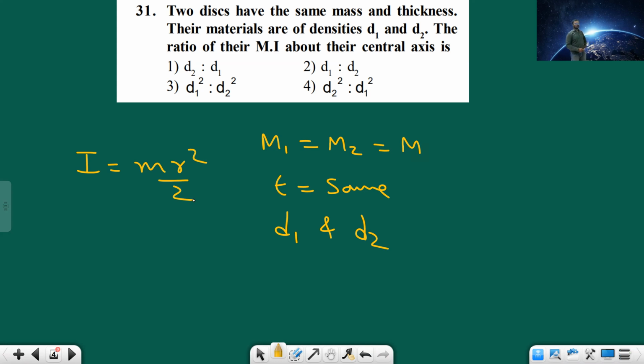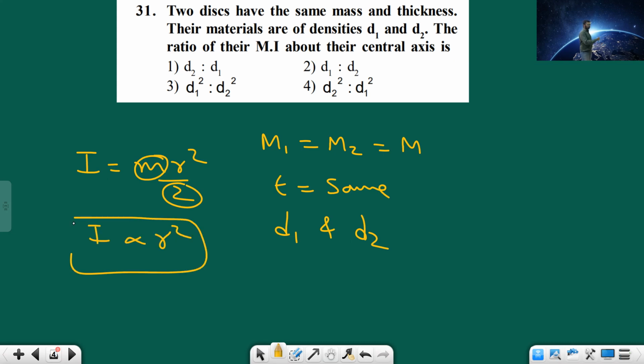So what we can write here, in both the cases, mass is the same. So mass is mentioned as the same, 2 is constant. So I is proportional to r square. Fine, but they didn't give the information about radius here.